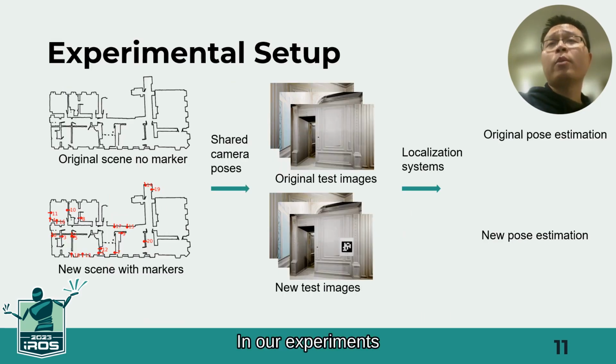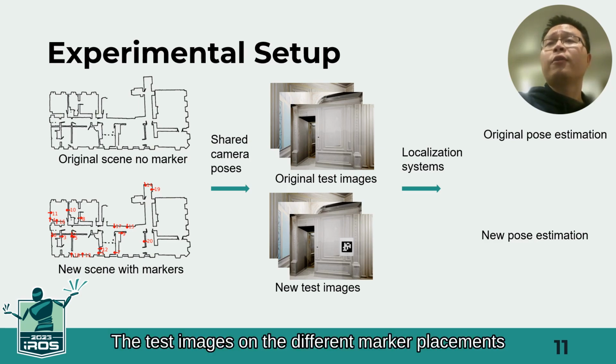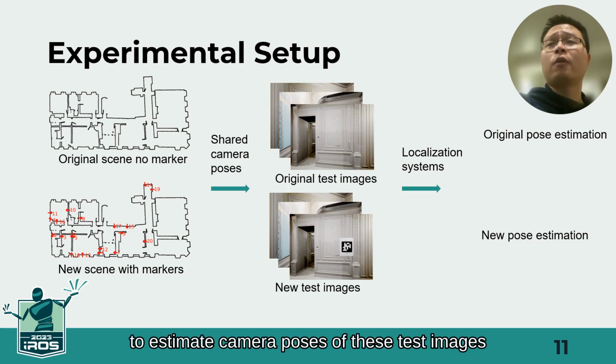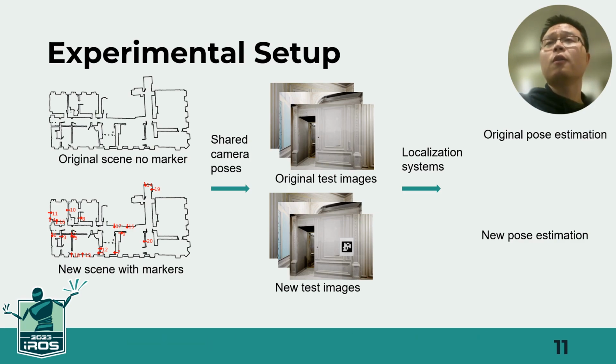In our experiments, we evaluate visual localization accuracy led by different marker placements. On the left-hand side, I'm showing the original floor plan and the new floor plan with markers. As shown in the middle, the test images on the different marker placements share the same set of camera poses. And then we use the same localization system to estimate camera poses of these test images.